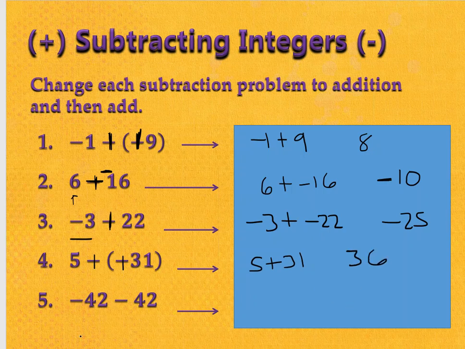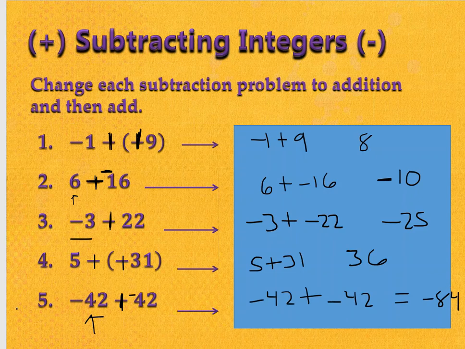And then the last one, same, change, change. We have a -42. We keep that the same. We change the subtraction to addition, and we change this to its opposite sign. So now we have a -42 plus a -42, and that would give us -84. Okay, so in this class, we are going to not do subtraction anymore. Instead, we are going to change the subtraction to addition, because that's something that you already know how to do, and that makes it really easy.